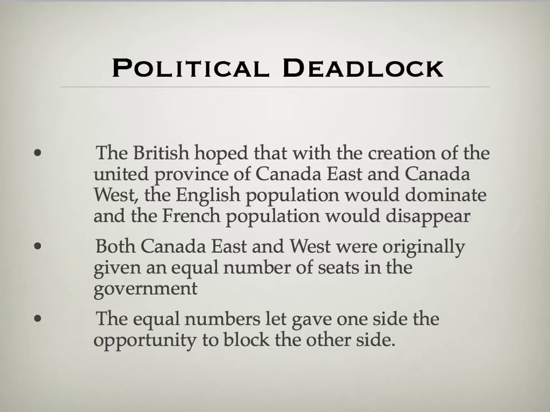Even though Canada West, the English side, did have almost 200,000 more people in their colony by 1861, they still only had 65 seats in the government, just like Canada East, which also had 65 seats. And as a result, Canada West also began to state that they deserved more seats because they had more people, known as representation by population, which again led to political deadlock.